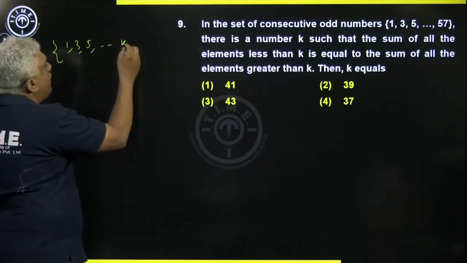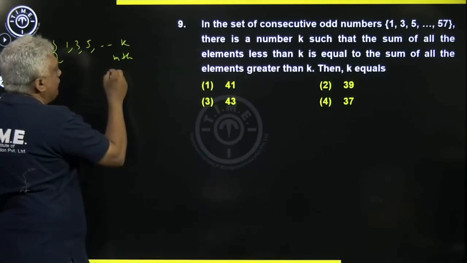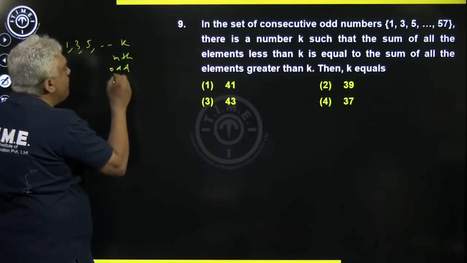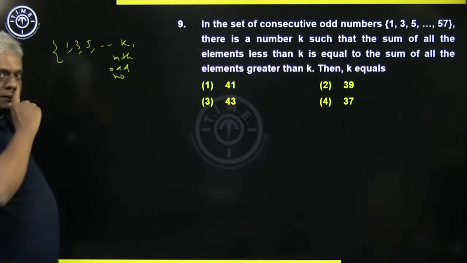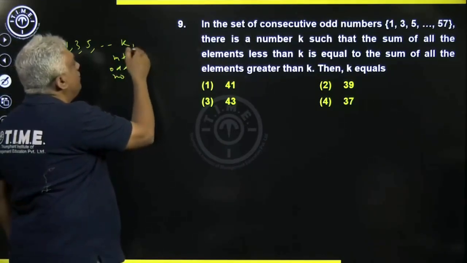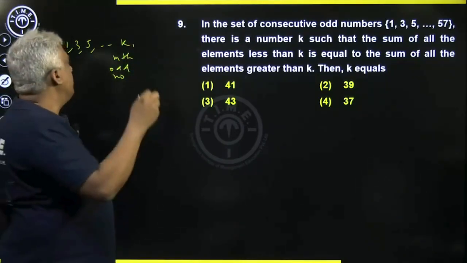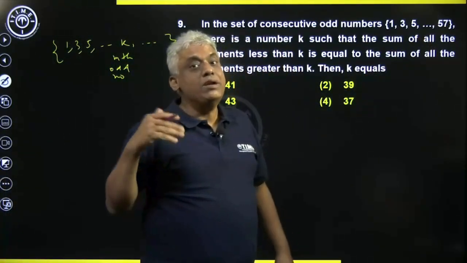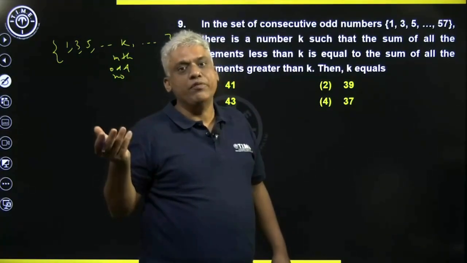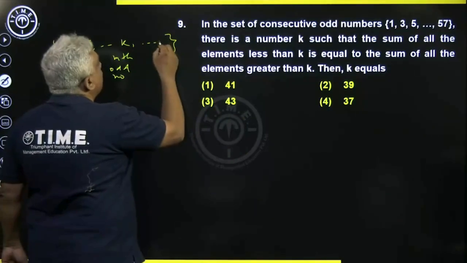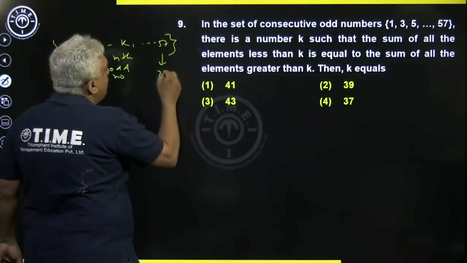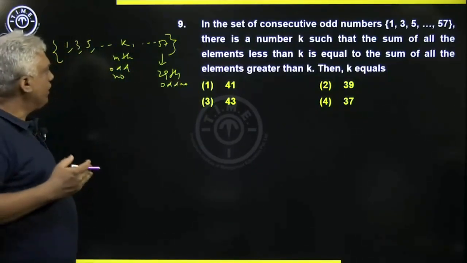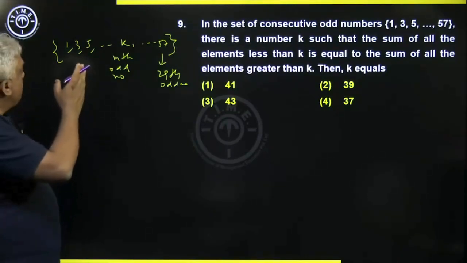Now let's say k is the mth odd number. I am assuming that this is the first odd number, second odd number, third odd number. Let's say k is the mth odd number, right? So next will be the m plus 1th odd number, m plus 2th odd number, like that, until we get 57. 57 is the 29th odd number. The 29th even number is 2 into 29, 58, so 57 is the 29th odd number, right?